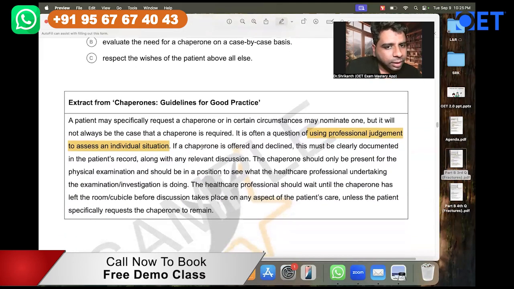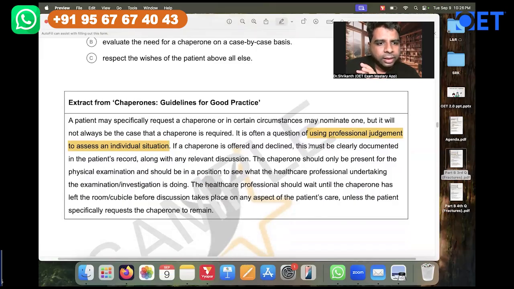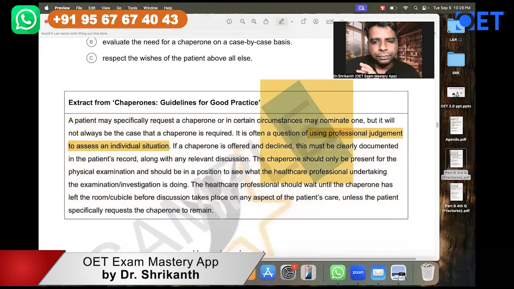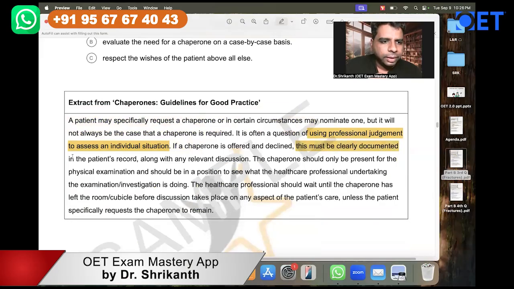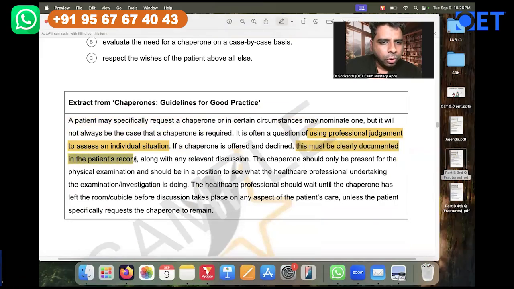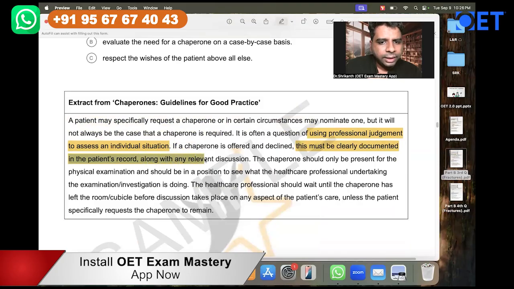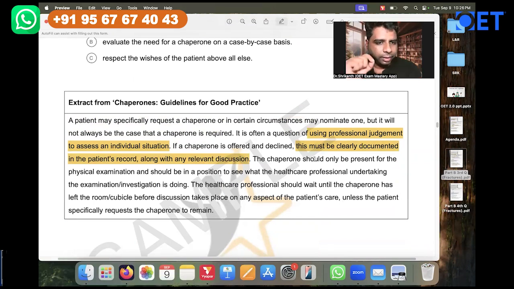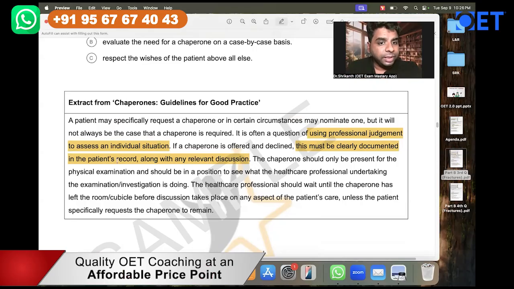Now let's come to the second part of the sentence. If a chaperone is declined, this must be clearly documented in the patient's record along with any relevant discussion. Now see, this sentence also is an expectation. That means the healthcare professional must clearly document. They have to write everything in the patient's record along with any relevant discussion.